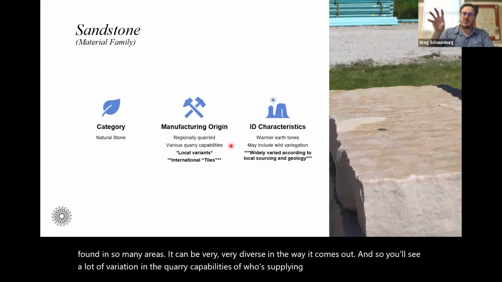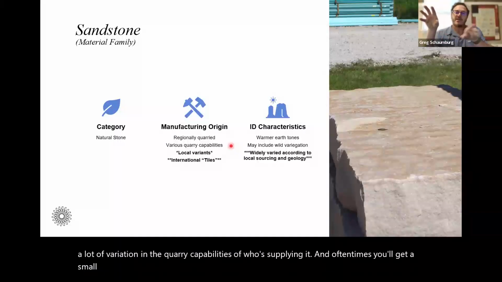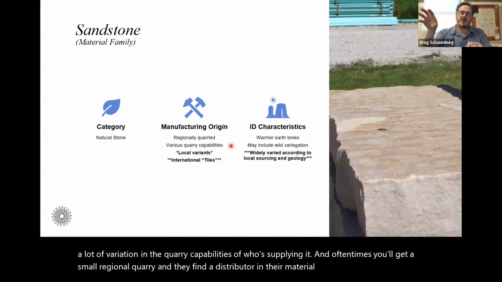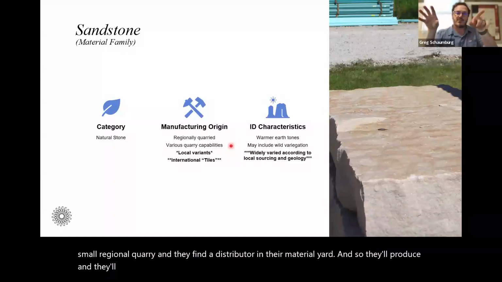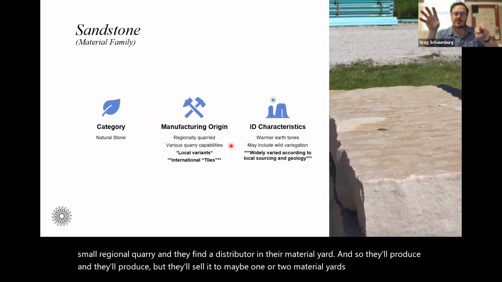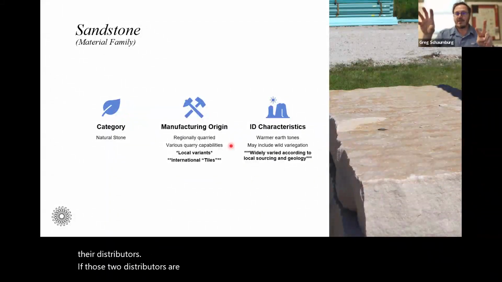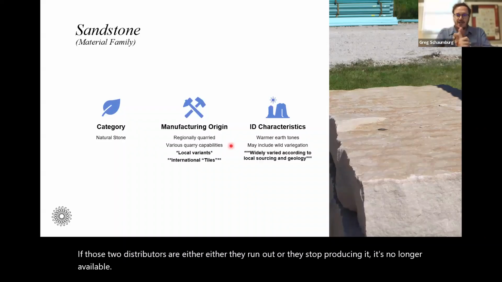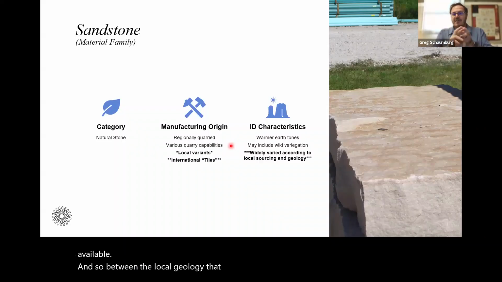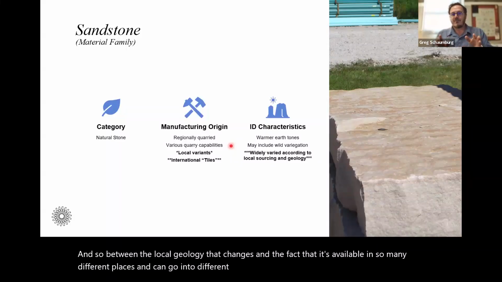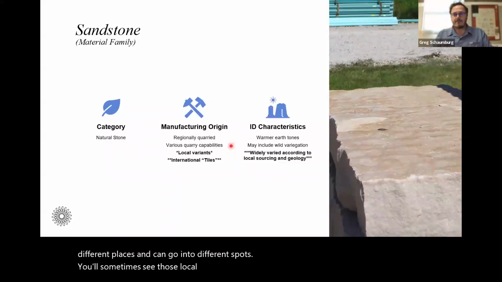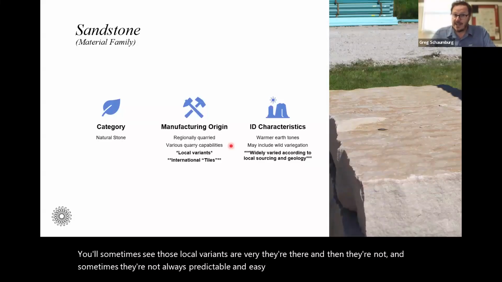And oftentimes you'll get a small regional quarry and they find a distributor in their material yard. And so they'll produce, but they'll sell it to maybe one or two material yards, right? So that'll be their distributors. Well, if those two distributors either run out or stop producing it, it's no longer available. And so between the local geology that changes and the fact that it's available in so many different places, you'll sometimes see those local variants are there and then they're not. And sometimes they're not always predictable and easy to replicate or find again.